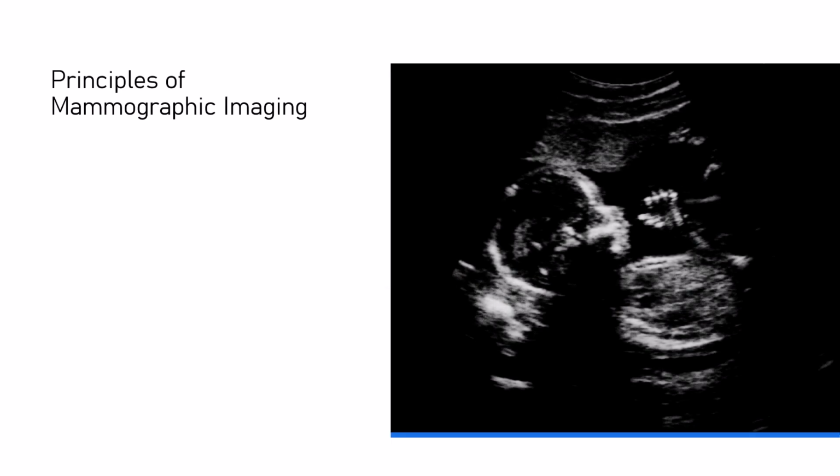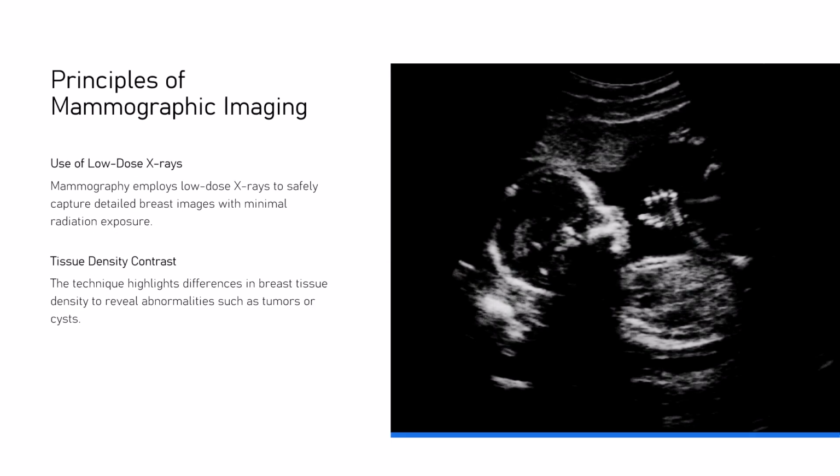This section explains the principle of mammographic imaging, the role of X-rays in visualizing breast tissue, and how mammogram results are interpreted by radiologists. Mammogram uses low-dose X-rays to create images of the breast. It relies on differences in tissue density to generate contrast that highlights abnormalities.